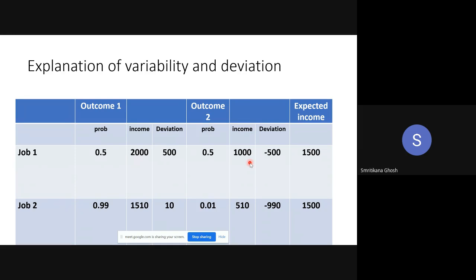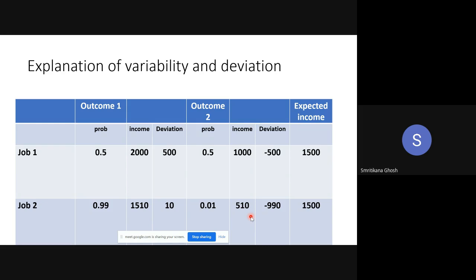Okay. The gap between the lowest and the highest income is 1000. And here also 1510 minus 510, so 1000. So this range is also not helping me to take the right decision. Okay, so I'm going to eliminate one by one. The expected income is eliminated. Range is also eliminated. Then what is the another option?